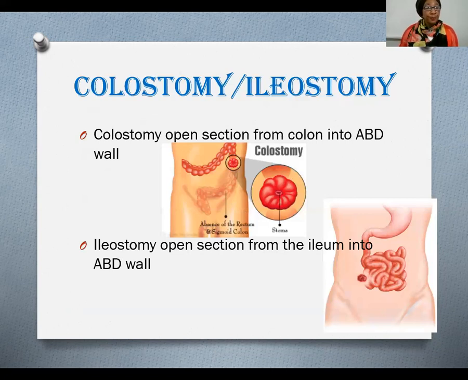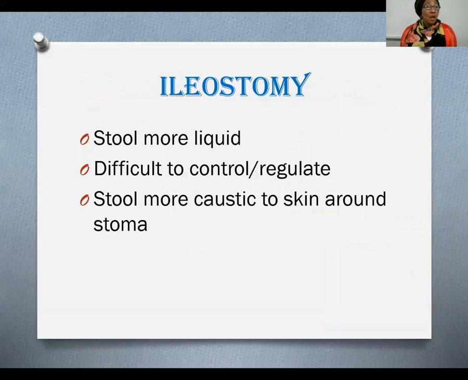into the abdomen wall. And then the ileostomy is an open section from the ileum, which is like from your stomach, even before it goes into your intestines. The ileostomy will come right there. So with an ileostomy, the stool will be more liquid because it hasn't been through the small intestine to absorb the liquid, because it's right by the small intestine. So before the intestines even absorb a lot of the fluid, the stool will be more liquid than a colostomy.